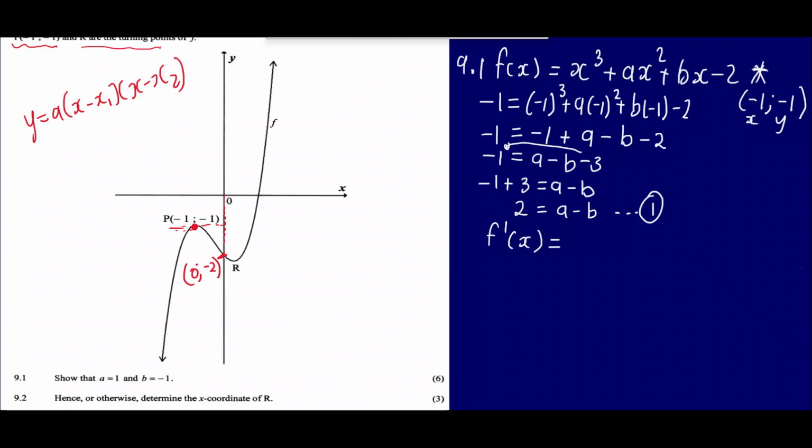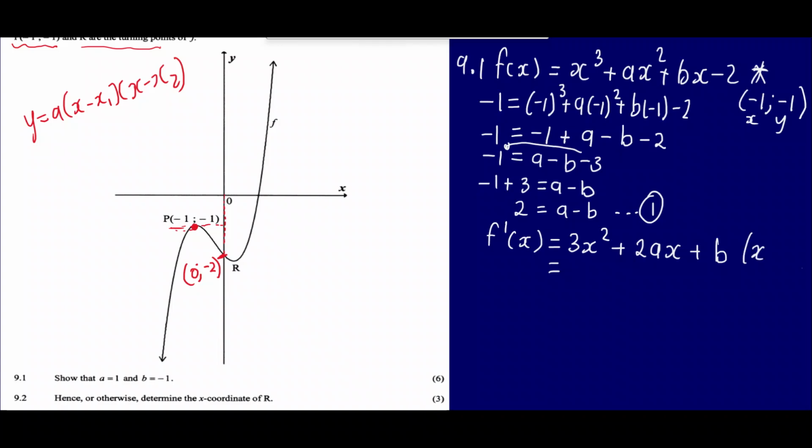You can simply go and get your first derivative of the equation. So this one is going to be 3x squared, then plus 2ax, and this one, because it has only x, it's just going to be the coefficient, plus b, because we are deriving with respect to x.